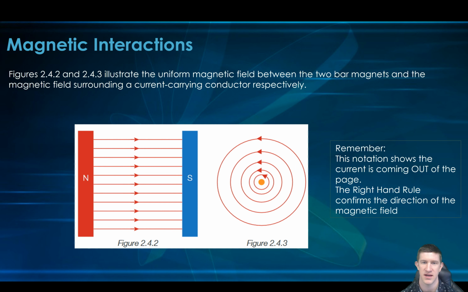In this example here, we can see the uniform magnetic field between two bar magnets and the magnetic field surrounding the current carrying conductor. So here we've got our current carrying conductor. Using the right-hand rule, you could probably figure out which way that is going. They haven't used the notation, but given that the magnetic field is going anti-clockwise, you would assume that the current is coming out of the page. So using that thumb pointing towards you, looking at the screen, your fingers would curl in the right direction. And here we've got just two bar magnets, a north and a south, and the field is traveling from north to south.